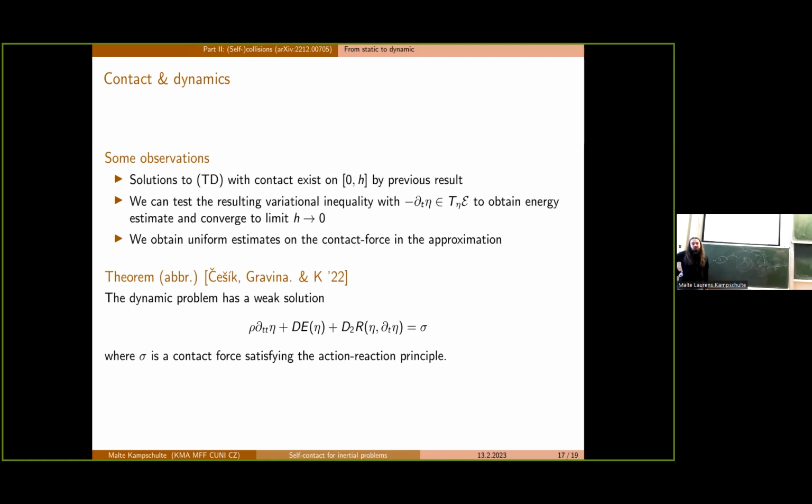You take those estimates, you go to the limit. And there you are. There is a weak solution to the problem with inertia, with a contact force that's a proper measure that satisfies this action-reaction principle and everything. And then you can take this and do some simple arguments for why your rubber ball has to bounce.